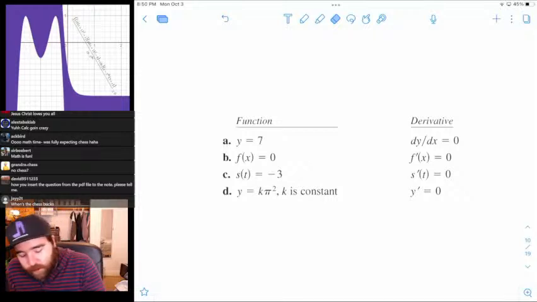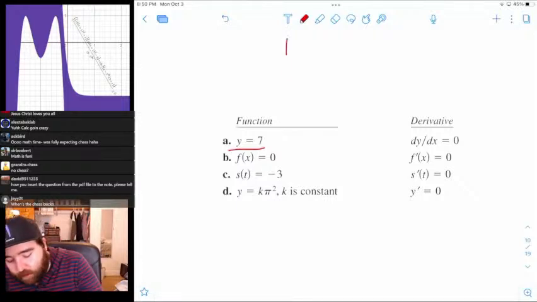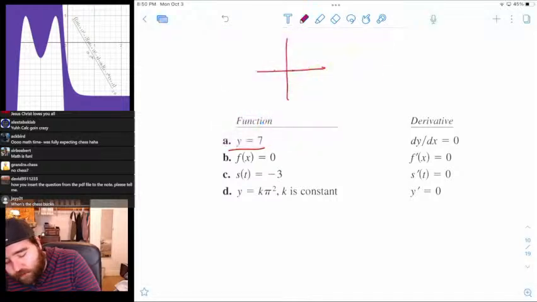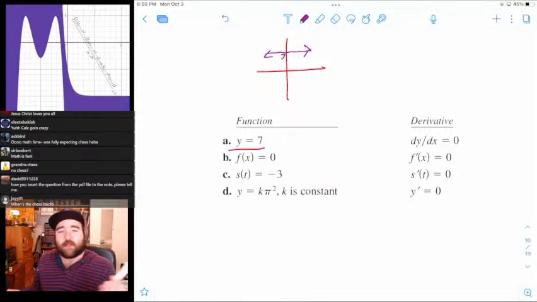If we have an equation like this, y equals 7, first off, you can get it right from the graph. What does the graph of that look like? If there's our plot, y equals 7 is just a horizontal line, right? It's just everywhere where the y coordinate is 7. And well, what's the slope of that line?